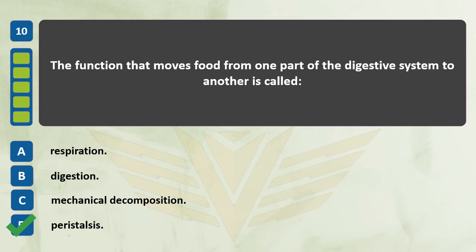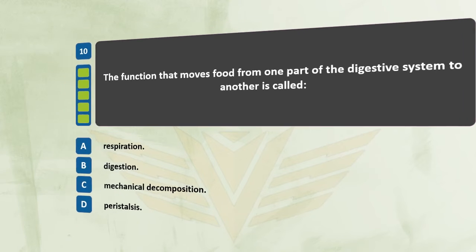Answer: D. Peristalsis is the muscular contraction of the digestive system that moves food from one part of the system to the next. For example, peristalsis is responsible for moving food from the stomach to the large intestine.